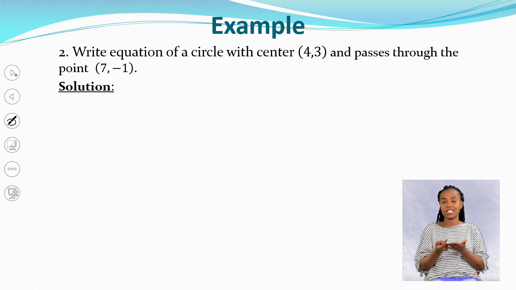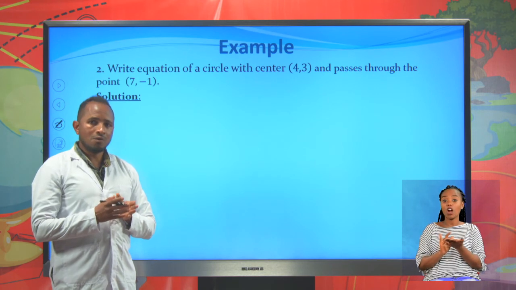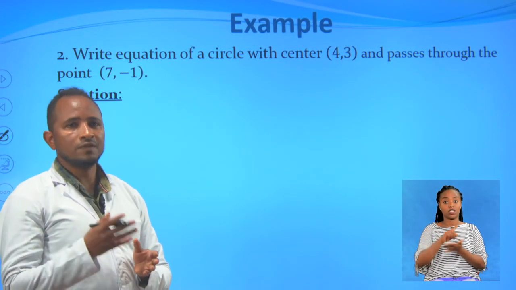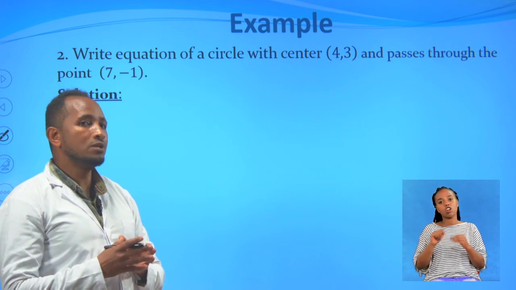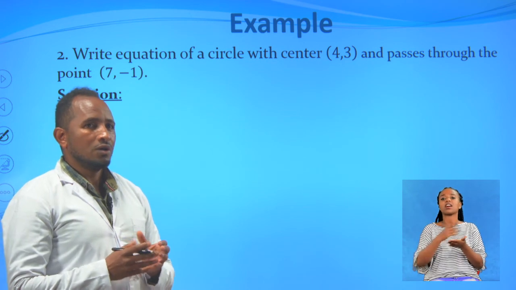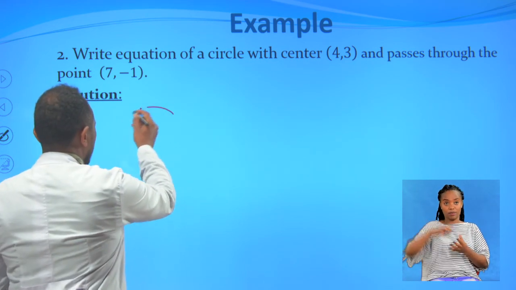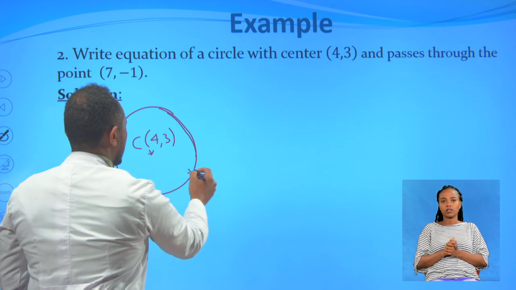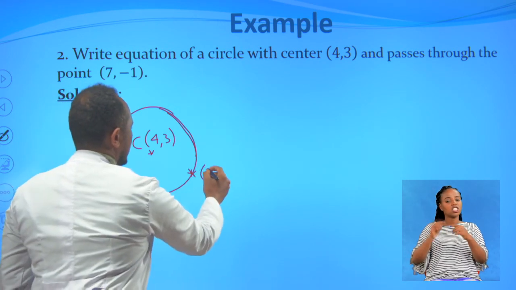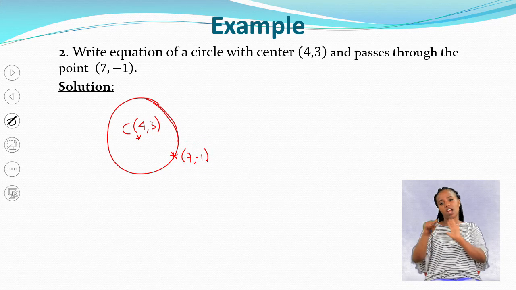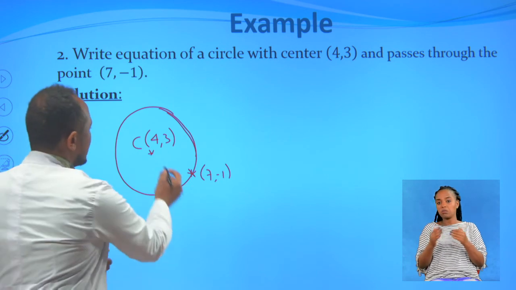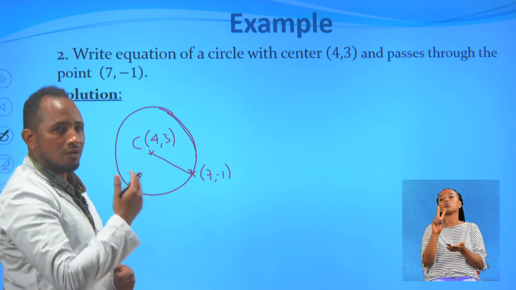Here it says, write the equation of a circle with center 4, 3 that passes through the point 7, negative 1. In this question, we have a center, but we don't have the radius. To write the equation, we need both the center and the radius. If you draw the circle, the center is given to be here, 4, 3, and the circle passes through the point 7, negative 1. As you can see here, the radius is the distance between these two points. So we can find the radius.